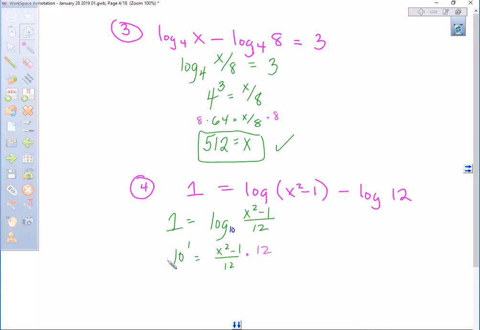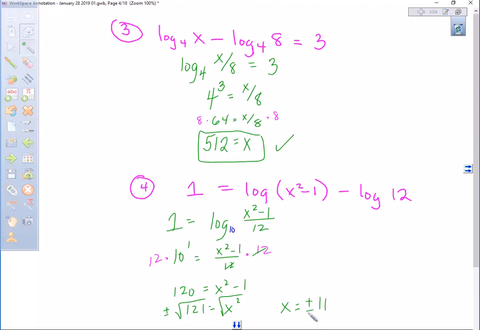So to solve this, I'm going to get that 12 out of the denominator quickly. And that gives me 120 equals, it cancels over here, x squared minus 1. We add 1, and we get 121 equals x squared. So if this were just an equation, remember we get plus or minus.